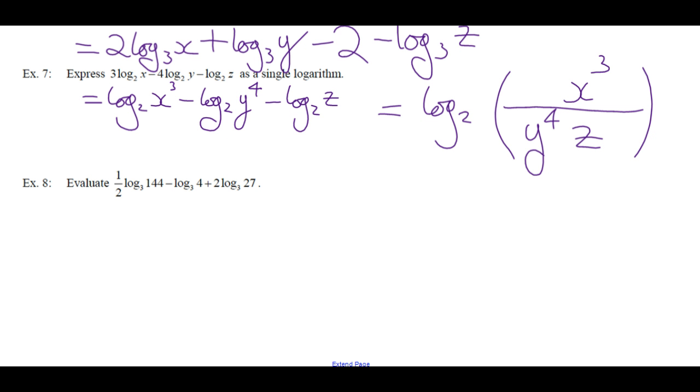Evaluate 1/2 log base 3 144 minus log. So evaluate says come up with a value for, right? So in other words, this should work out to a number which is probably doable without a calculator. So, well, it's square root of 144, which is 12. So, go ahead, do it. You can do this.